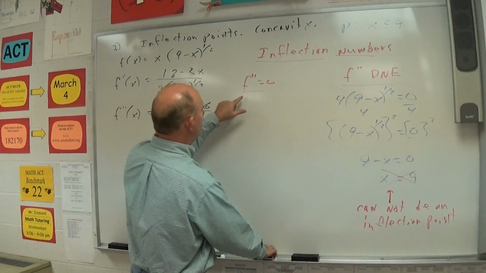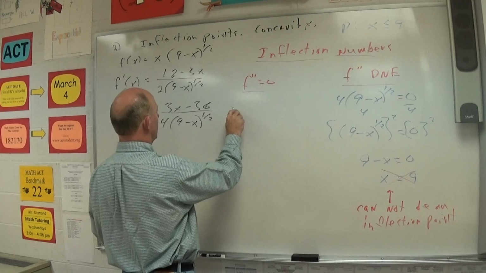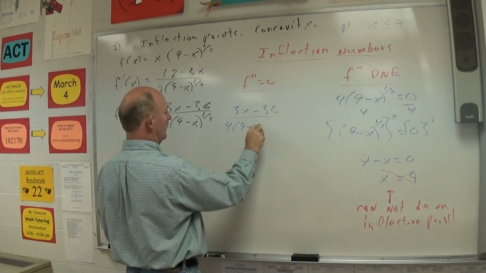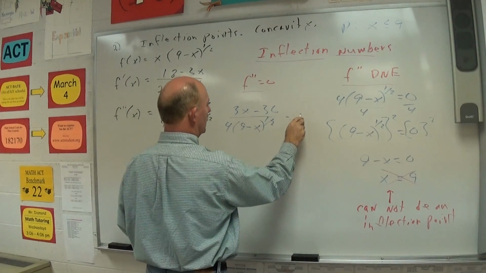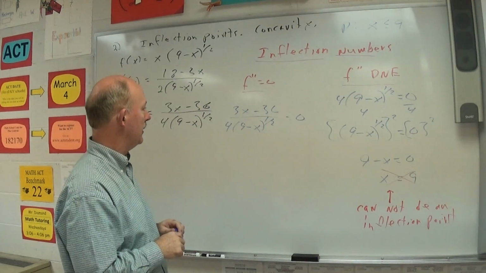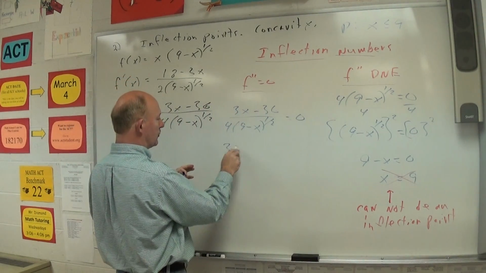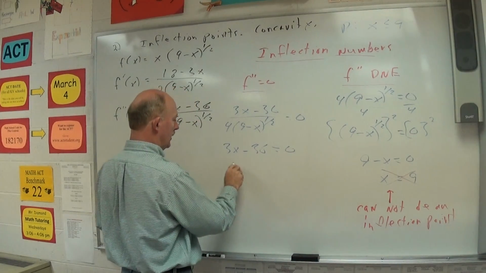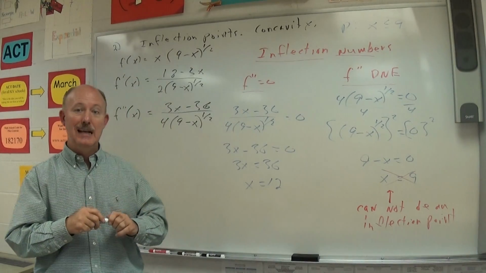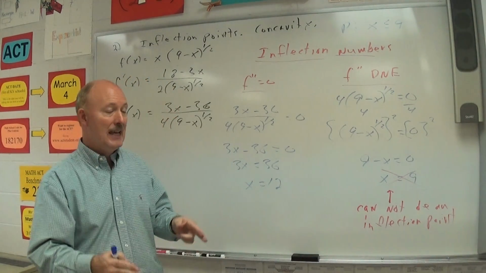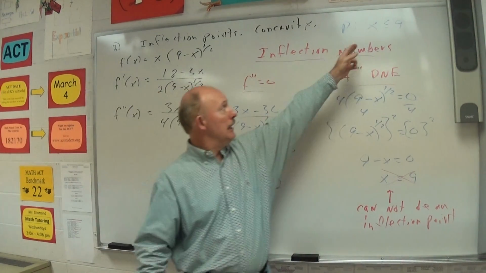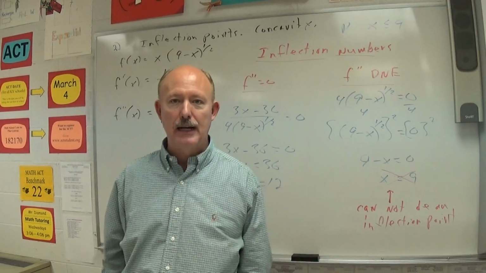So let's see where the derivative is equal to 0 now. We take 3x minus 36 over 4 times 9 minus x to the 1/2 power and set that equal to 0. Let's take the entire derivative and set that equal to 0. Multiplying both sides gives us 3x minus 36 equals 0. So 3x is equal to 36, x is equal to 12. So this would be our inflection point, except for one thing. I'm sure you guys have already figured it out. 12 is bigger than 9. It can't be an inflection point.